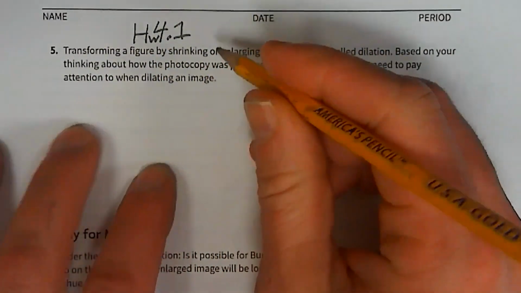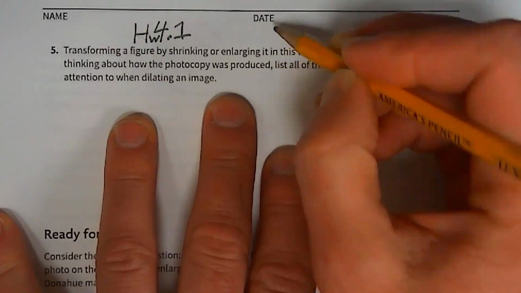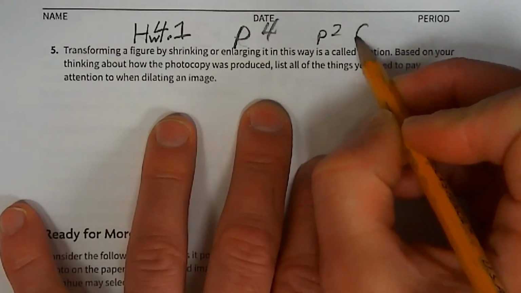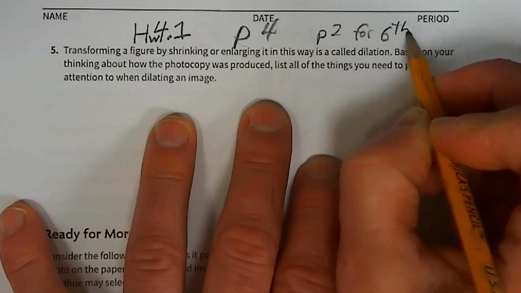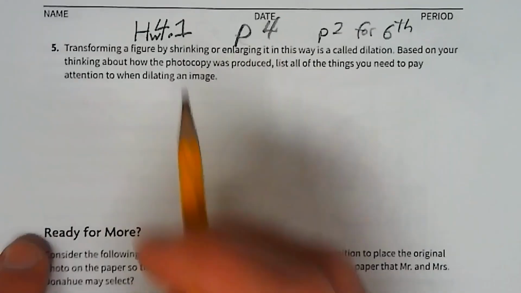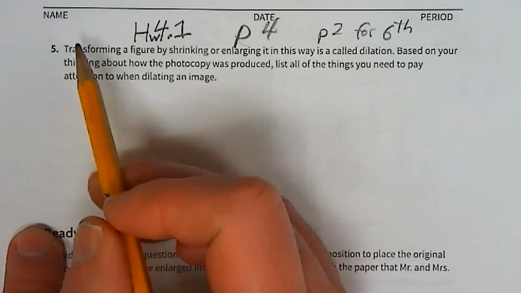That's out of practice. Also, this is page 4 for most of you, and page 2 for 6th period if you got a spiral. If you have the stapled packet in 6th period, then it's page 4. We're just going to finish this up before we dive into the homework.